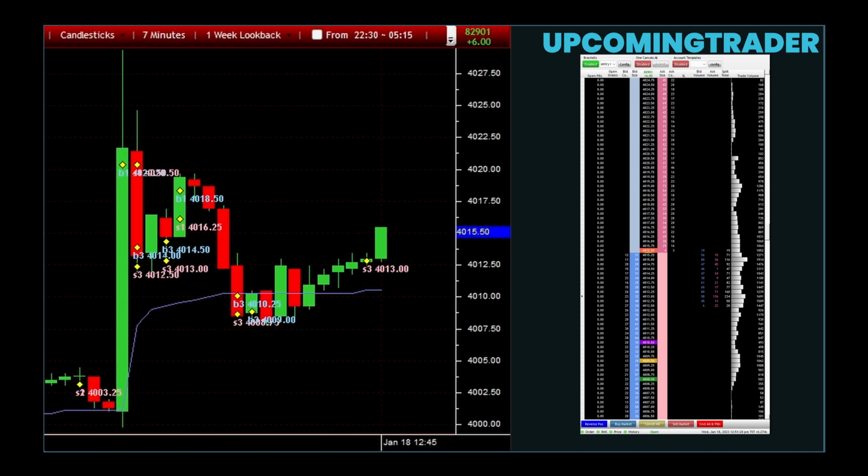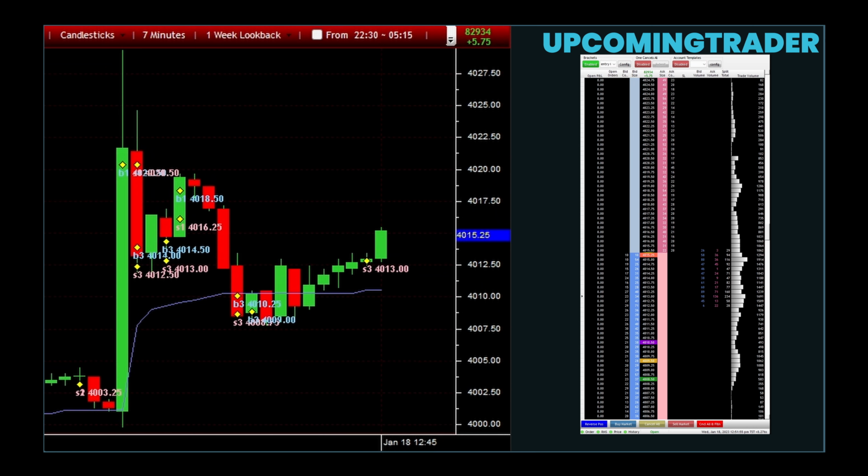Finally, pay attention to the 3 inside up and 3 inside down patterns. The 3 inside up pattern begins with a red candle, followed by a smaller green candle that forms inside the previous red one, and then a larger green candle that closes above the first red candle's high. This pattern indicates a potential reversal to the upside.